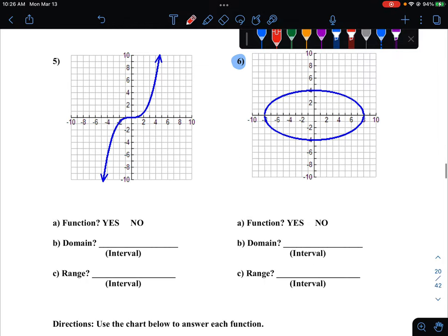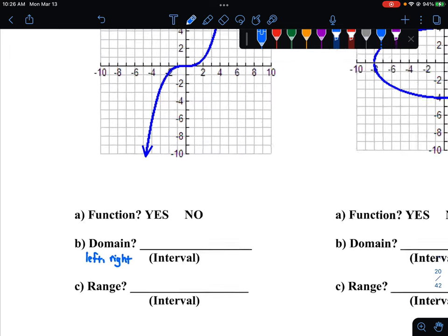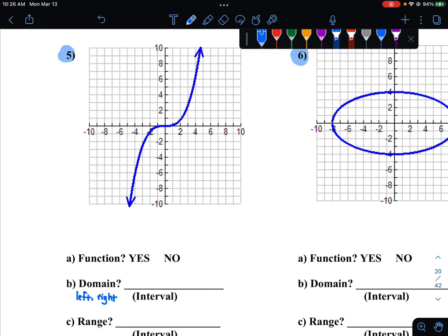Moving on down to the graphs. We'll take a look at both of these. I think these are both probably good to take a look at. Remember, your domain is left to right, and then your range is bottom to top. So left to right, if you see what's going on here, this graph is going to continue going to the left forever. So that domain would be -infinity.